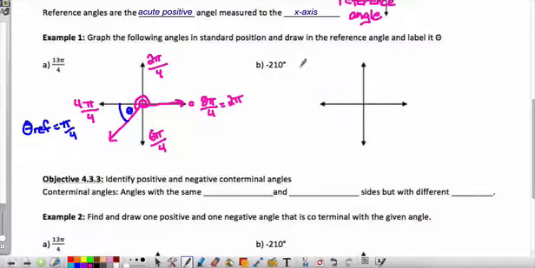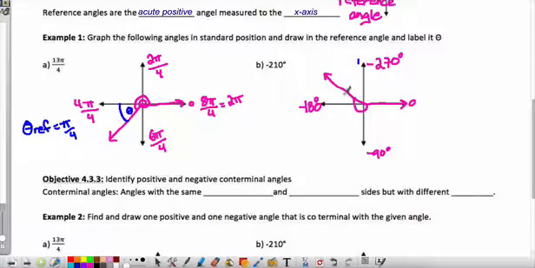Feel free to pause this and try to figure this out, but negative just means we're going to go this way. And now we're working with degrees, so you're probably a little bit more familiar with that. If I'm going in the negative direction, I have 0, negative 90, negative 180 degrees, negative 270. So as I go around, it's going to be somewhere in this quadrant right here, the second quadrant. So around like this. There we go. There is our negative 210.